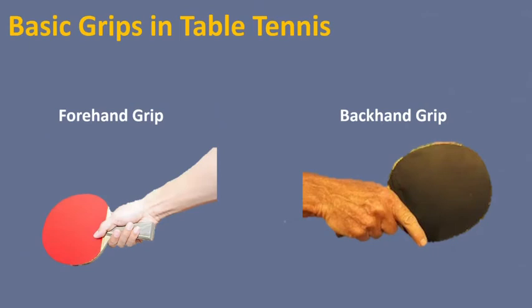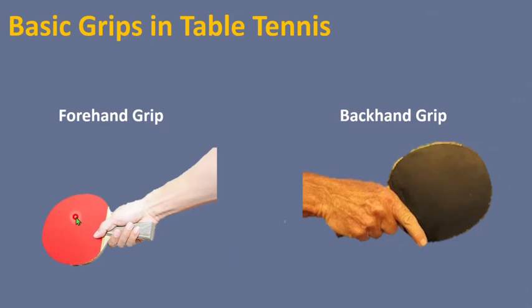Now there are also basic grips in table tennis. We have the forehand grip, and we also have the backhand grip. Usually the racket for table tennis is colored red on one side, and on the other side it is colored black. If you use the forehand grip, you will hit the ball with the red side of the racket.